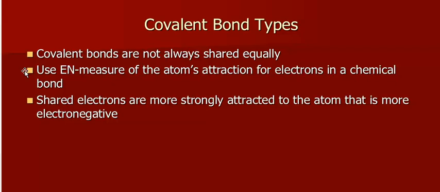Covalent bond types. Covalent bonds are not always shared equally. We're going to use electronegativity, which tells us which atom wants the electrons more. The shared electrons are more strongly attracted to the atom that is more electronegative. So the atom that is closer to F is where the electrons are attracted to.